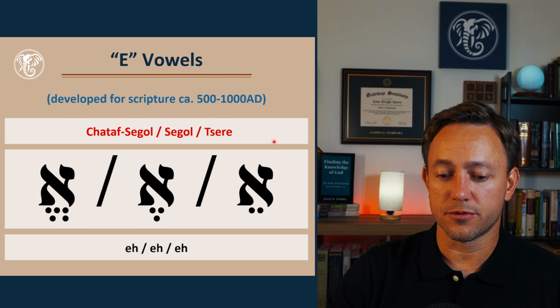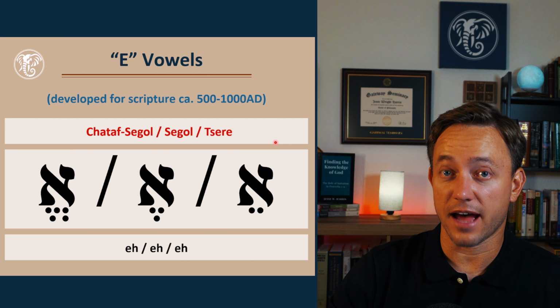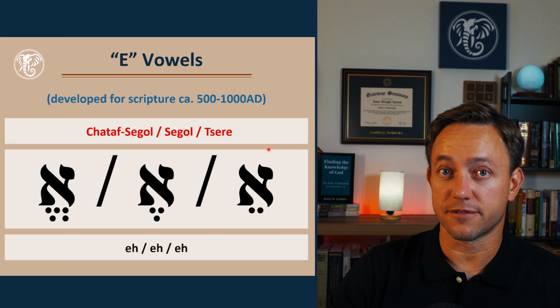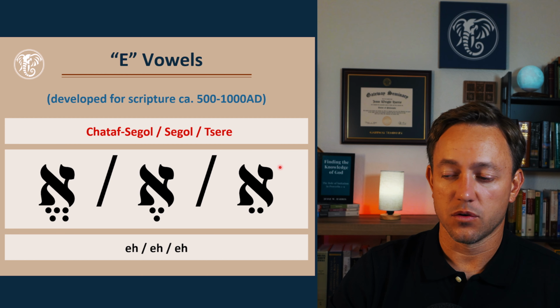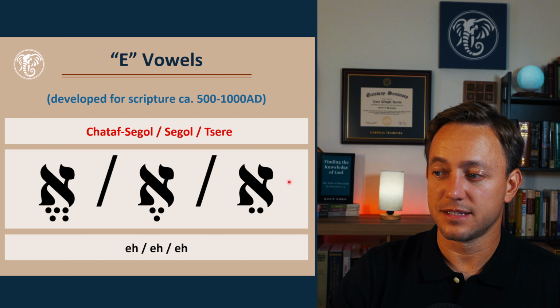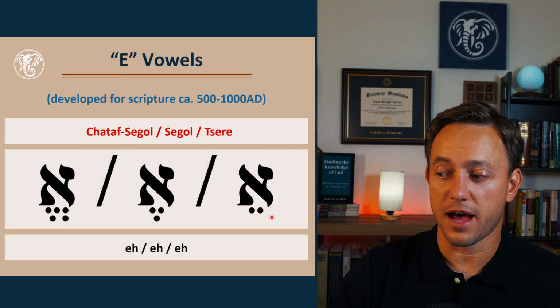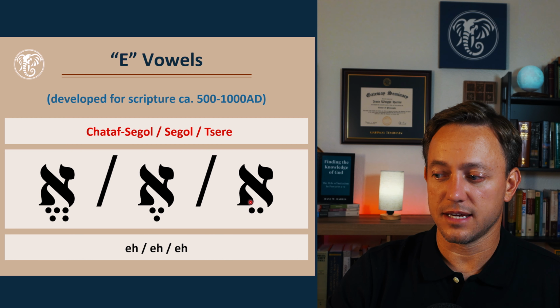So there are three main types of E vowels, and then basically two other types or categories that are a little different. Okay, so we're going to classify these three types together as our more sort of strict E type or E class vowels. So the first one we have here on our right is called the Tsere. And as you see here, it's two little dots side by side in this horizontal pattern. So this is called the Tsere, directly beneath our letter.